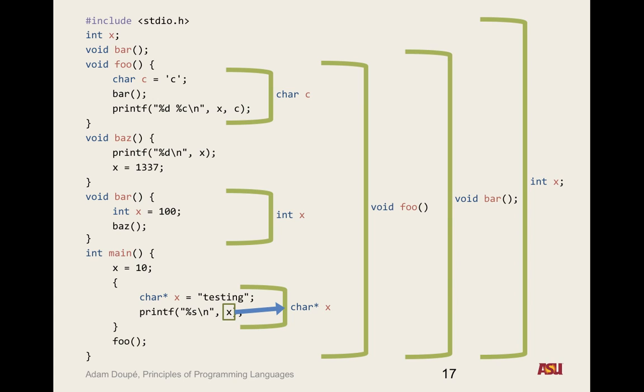Yes? No? Okay, so in this block here, can this x ever refer to that global integer x? Not in C, good answer. Yeah, so no. We can't ever get to that global integer x, because every time we use the name x in this block, we're going to refer to that character pointer that's defined at the beginning of the block. So this is called shadowing. In effect, we've shadowed the global x. We can never reach it.